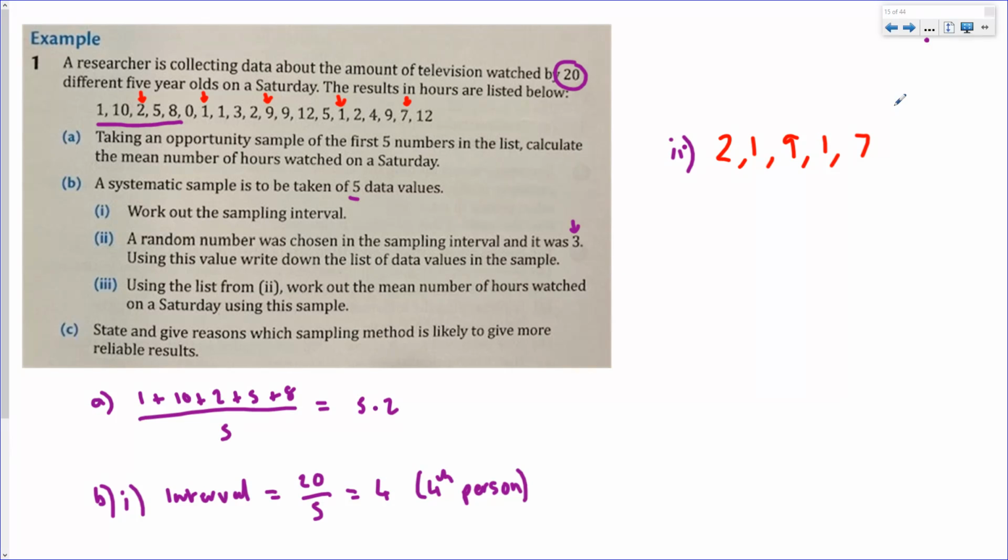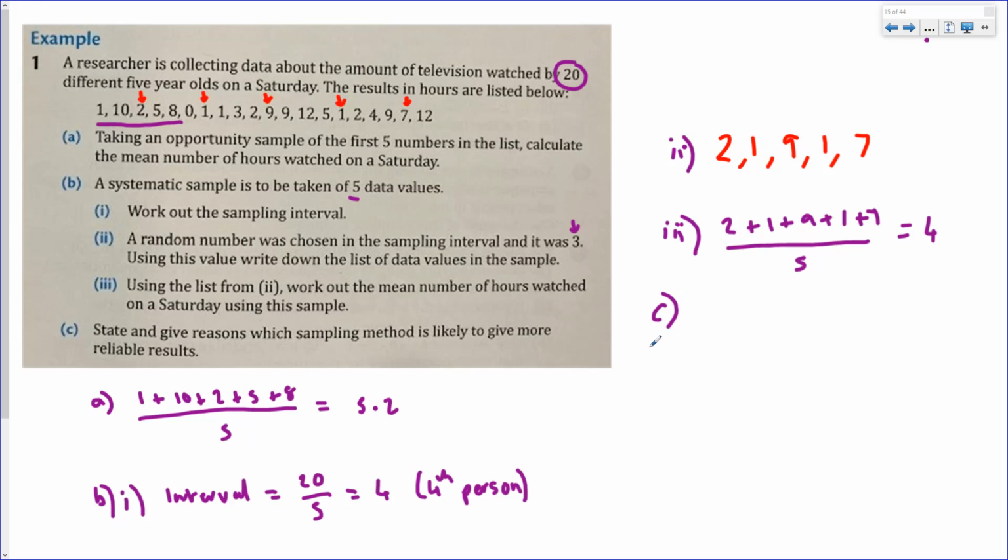Okay, so part 3 then is asking us now to, from that list, work out the mean number of hours watched. So again, it's just simple maths, adding those together and dividing by 5. So quite straightforward to perform that. In this case, it's 20 divided by 5 is 4.